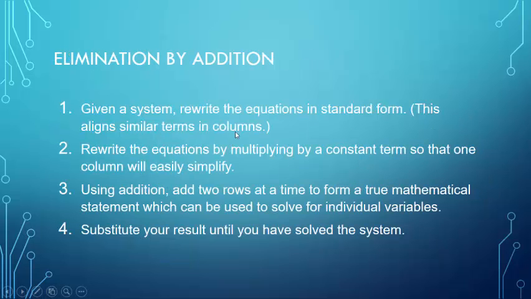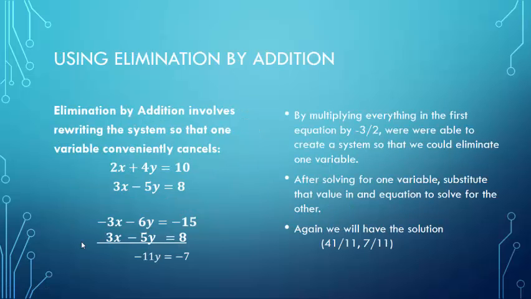So always get them in standard form first, then rewrite the equations so that one column would easily simplify if you were to add the two rows. Once you get an individual variable by itself, you'll substitute that back into the system to find the second. So this is elimination by addition. Let me know if you have trouble with that, but this is a method some of you have seen, some of you haven't, so I want you to try to practice that in your homework.